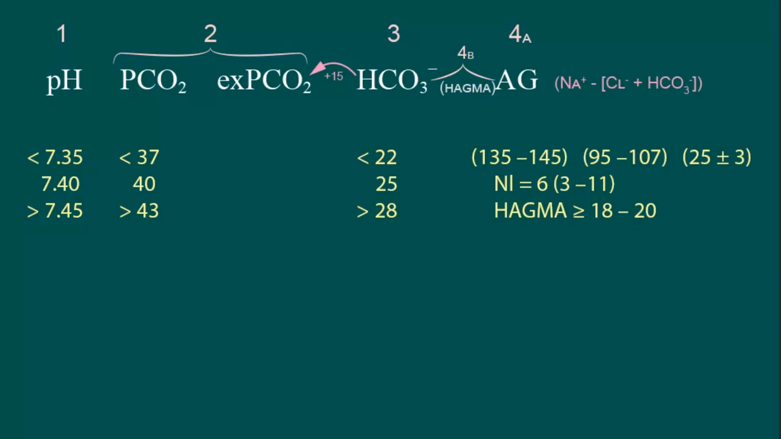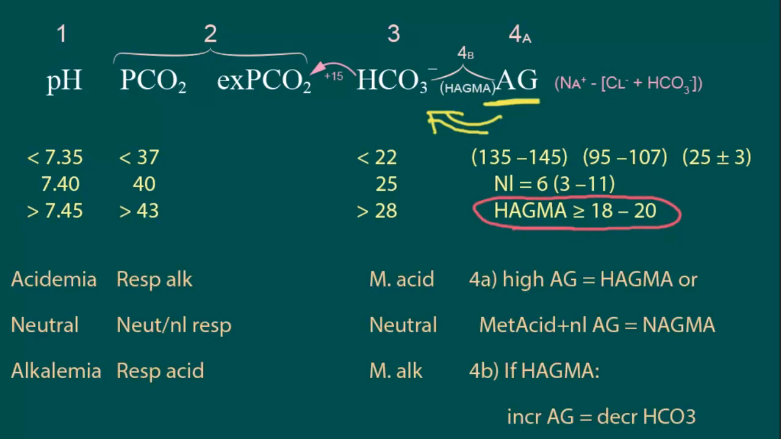There's two kind of stages to anion gap, 4A and 4B we'll call it. 4A is where you just do the anion gap, sodium minus the sum of chloride plus bicarb. If it's above the 18 to 20 range, you have a high anion gap metabolic acidosis. If it's normal, you have a normal anion gap metabolic acidosis. Simple as that. High anion gap metabolic acidosis is further looked into.